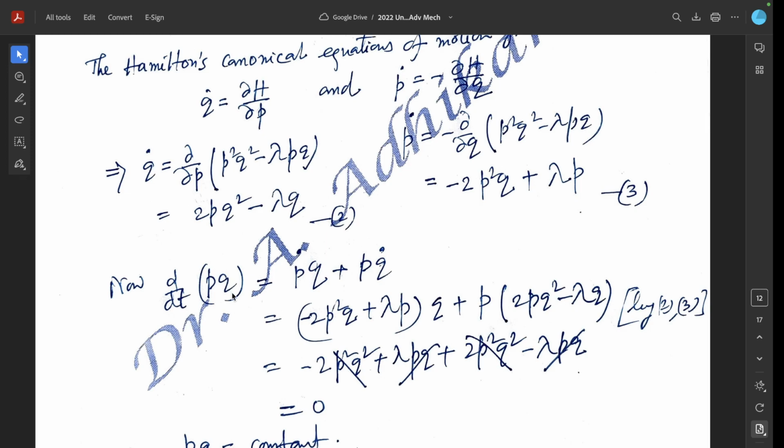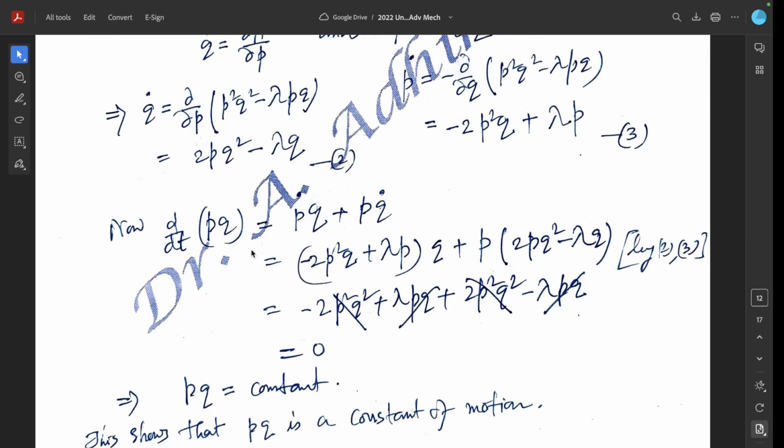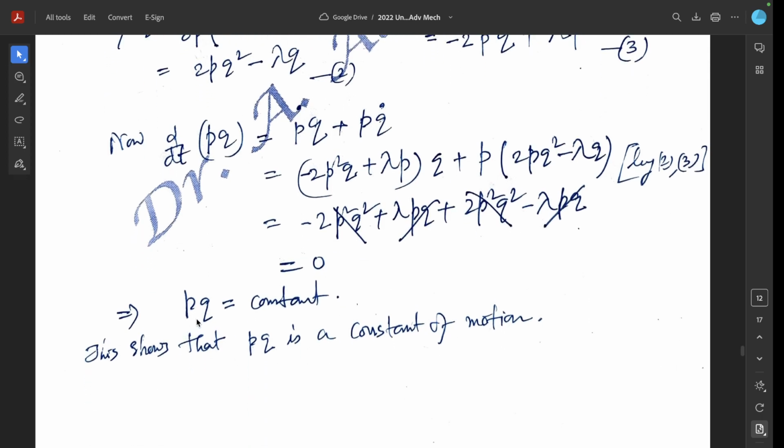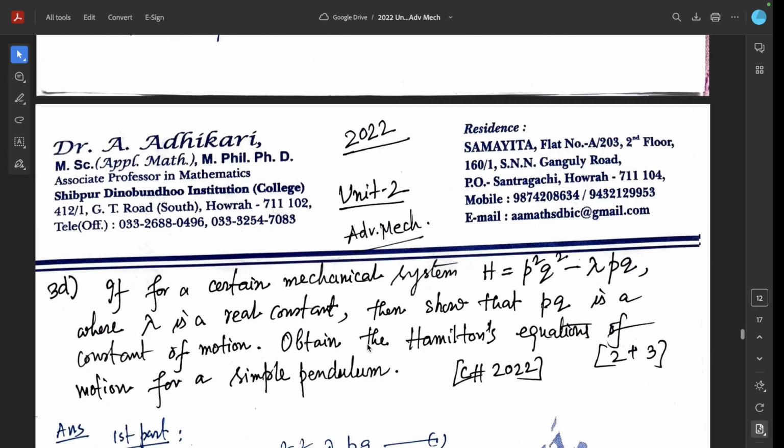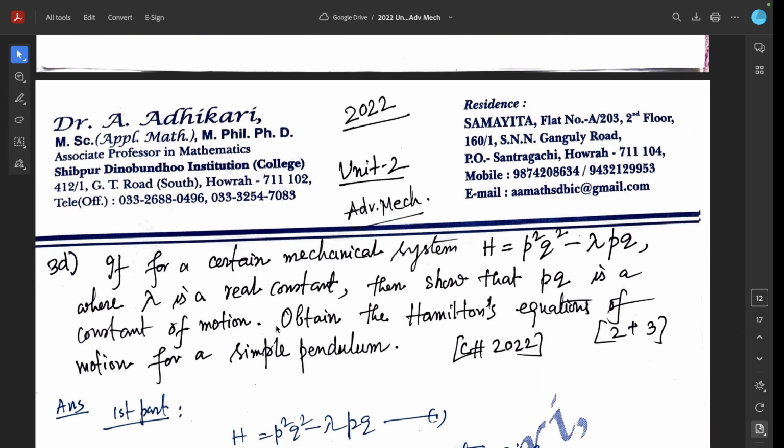Now d/dt of pq is equal to p dot q plus p q dot. The value of p dot is this and the value of q dot is this, from equation 2. After simplification we get this. So pq equals a constant. So pq is a constant of motion. We have shown that pq is a constant of motion.